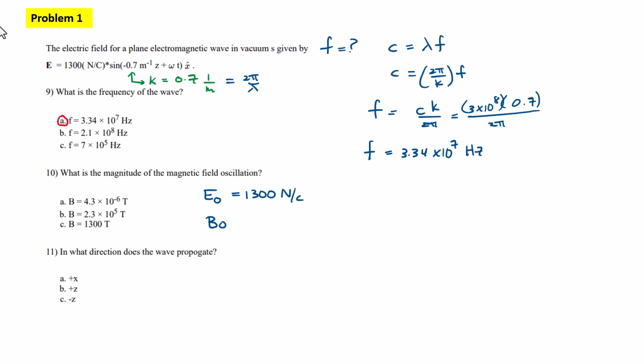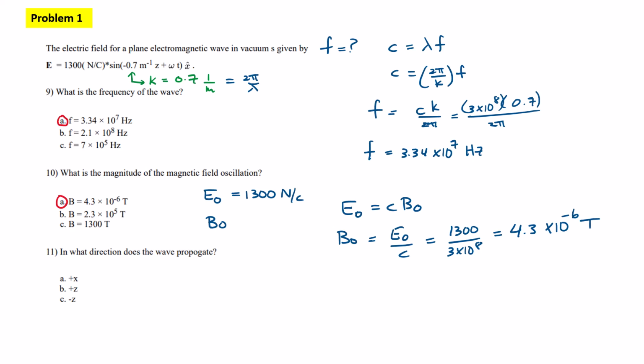Now these are linked together, okay? And the expression that links them together is this one right here. E0 equals c times B0, like this. So what you're looking for here is B0. All you have to do then is simply take that electric field and divide it by that speed of light in vacuum. So here we're going to have 1300, and here I'm going to have 3 times 10 to the 8 meters per second. You put those numbers in your calculator, you should get something like 4.3 times 10 to the minus 6. And those units come out to be in Tesla. So that means that A is the correct answer right here.